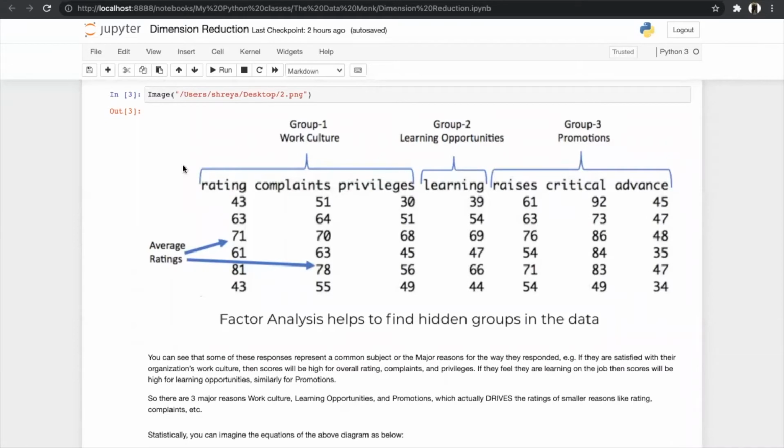As you can see, we can combine these columns into group 1, which is work culture, these columns into group 2, which is learning opportunity, and these columns into group 3, which is promotion.